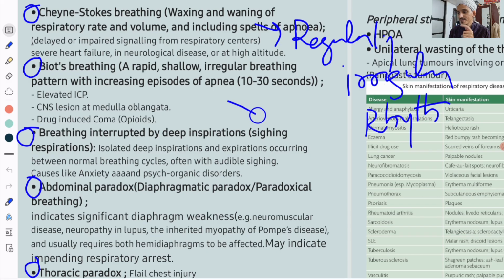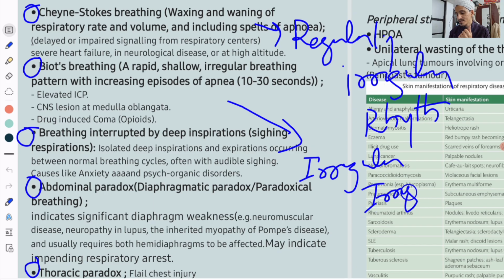In Biot's breathing, the rhythm is irregularly irregular. You see this in ventricular fibrillation, or the classical example in cardiac causes is premature ventricular beats. There you will see an irregularly irregular rhythm. So irregularly irregular rhythm you will see in Biot's breathing.